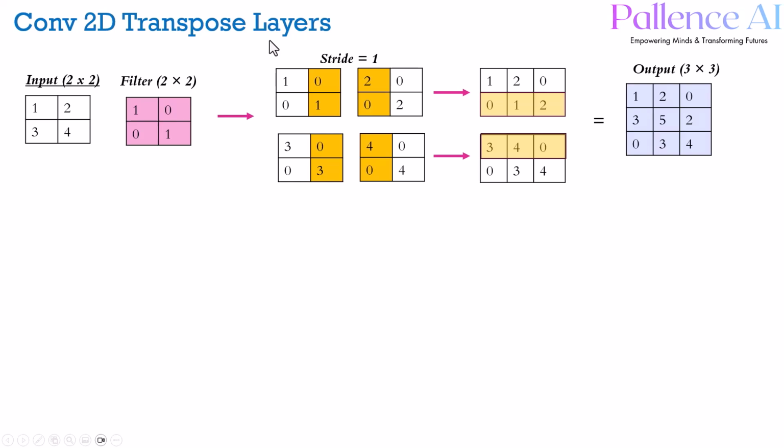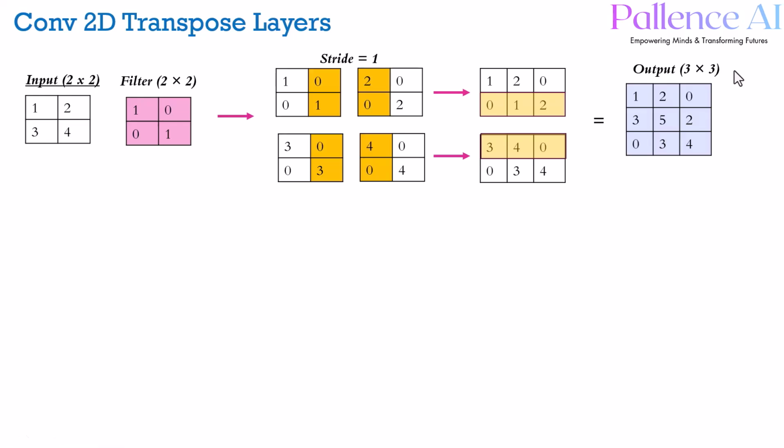See, with a regular convolutional 2D layer, if you don't use padding as same, the goal is to downsample. So your input image shrinks after you do the convolutional 2D operation. But if you do the Conv2D transpose operation, your input shape can be upscaled. That is one of the main advantages of this Conv2D transpose layer.